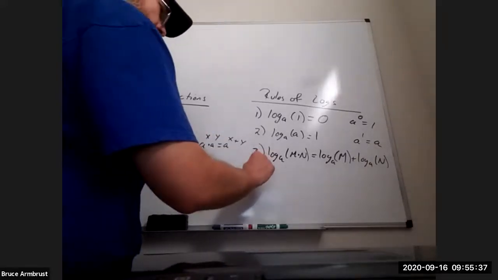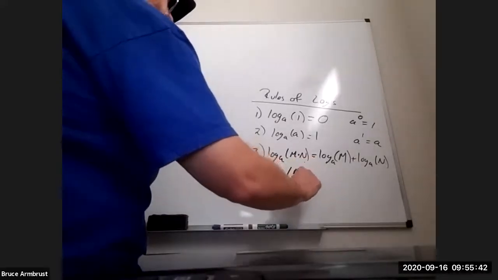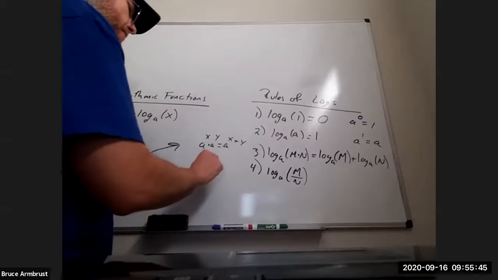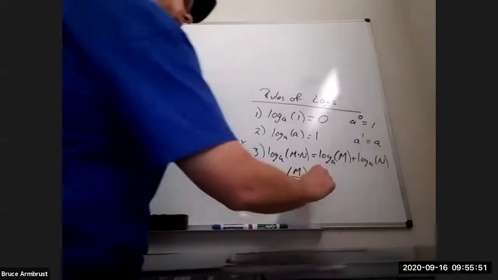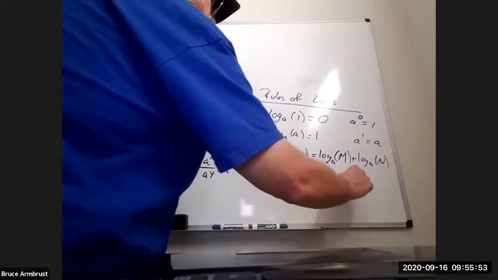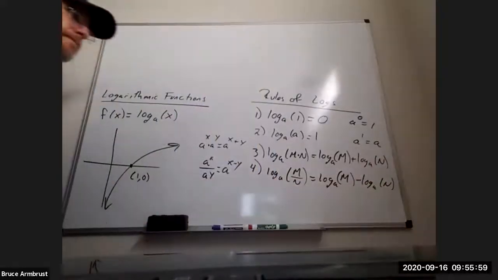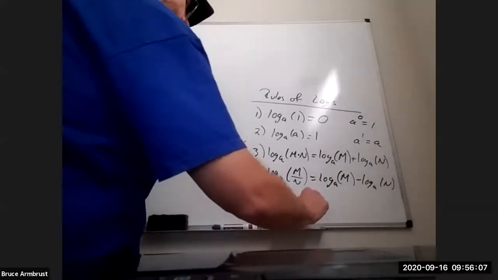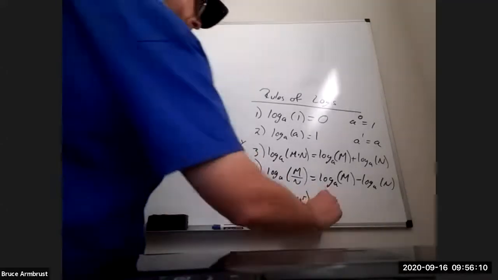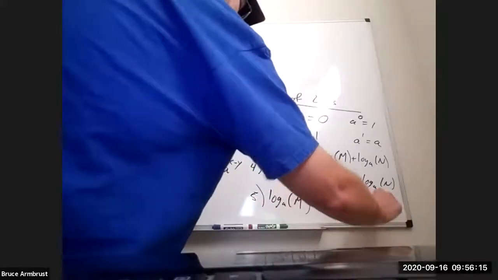Similarly, there's one that has division. We already know that the rule for exponent division is to subtract. Well, that's what we do over here: we subtract the individual logs. And then the last one is, what do we do if we have a power? Well, we get to bring that power out front as a multiple.